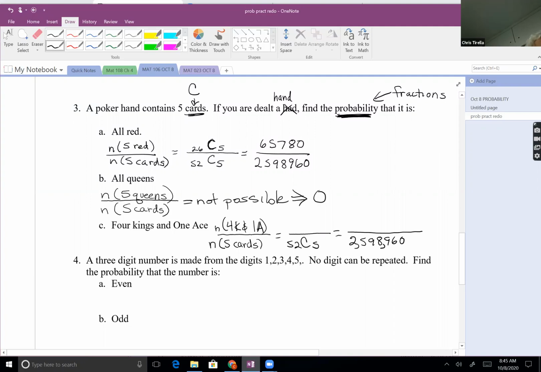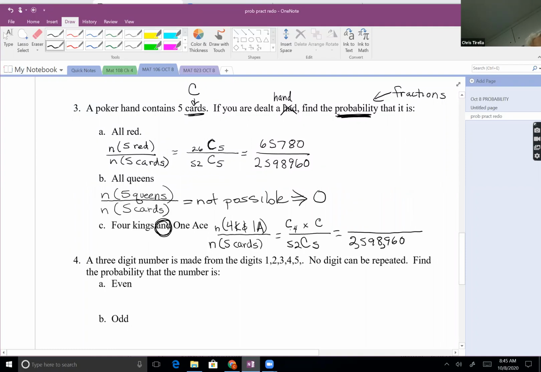Uh-oh, that magic word "and" is in there. Doesn't "and" tell me that I'm probably going to have to multiply 2 things? So I'm thinking "and" tells me to multiply. So I'm probably going to need to find a combination for the kings and a combination for the aces.